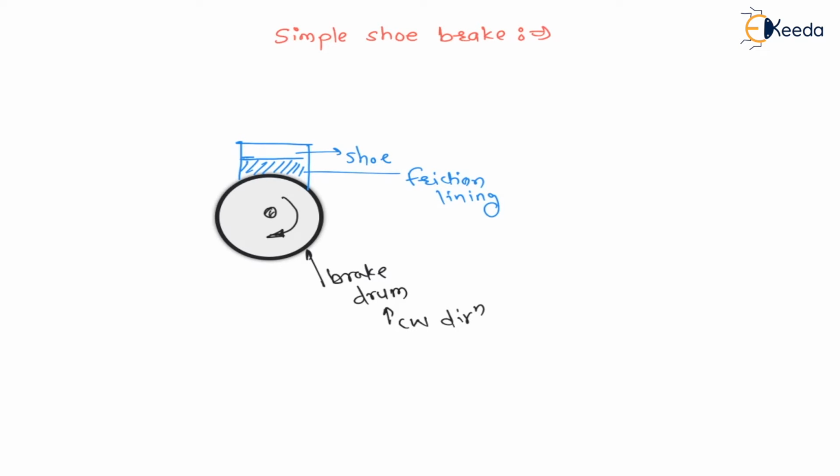Now here there will be a link. The arrangement will be like this. This is a link. Now on this link, again there will be one more link like this, right? Here one end of this link is pivoted at this location. It is having a pivot, right?